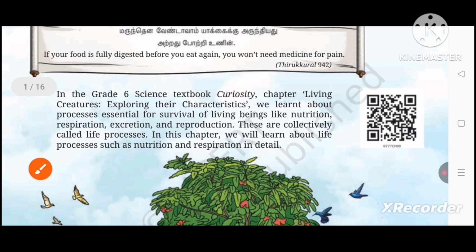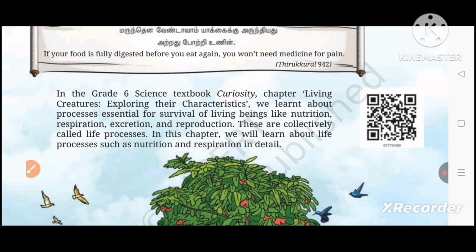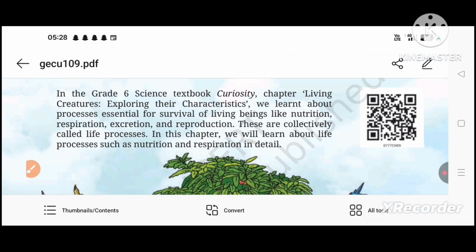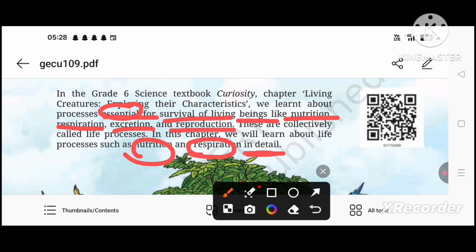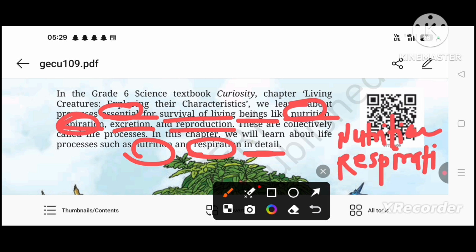In the grade 6 science textbook, the Curiosity chapter is named Living Creatures: Exploring Their Characteristics. We learned about the processes essential for the survival of living beings, like nutrition, respiration, excretion, and reproduction. These are the essential processes. In this chapter, we will learn about life processes such as nutrition and respiration in detail. We are only dealing with nutrition and respiration. So let's move ahead.